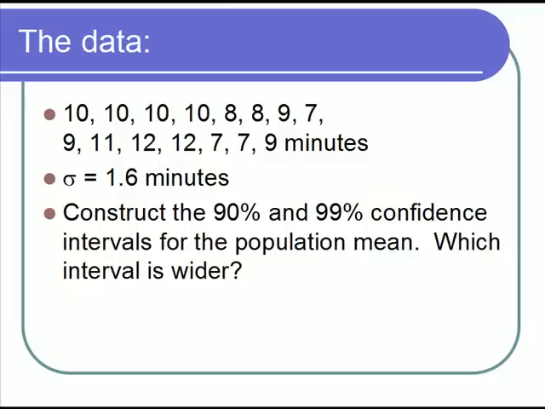Our data, the first bullet shows the time in minutes for the 15 adults. Sigma, remember, is 1.6 minutes, and we want to construct the 90% and 99% confidence intervals for the population mean, and we want to decide which interval is wider. At this point, you need to enter the data into L1 in your calculator.